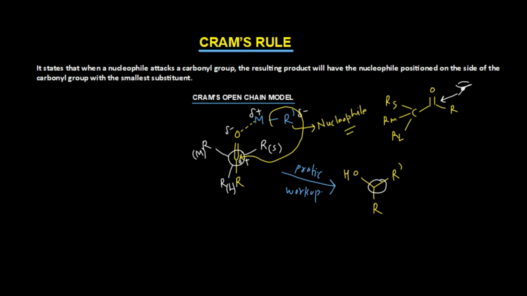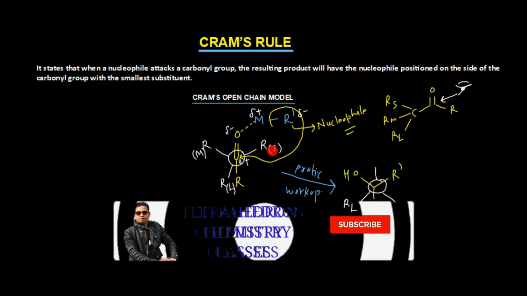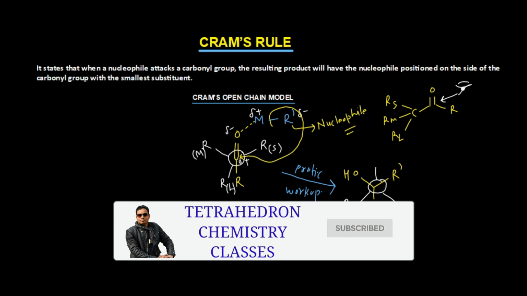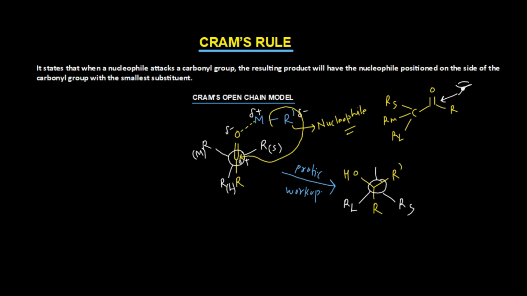And that rear carbon has three different groups. Just like that, you see. This was your RL, that means the larger group. So I can write RL here. And then you can see here, this is your RS. Okay. So I can write RS here. And then your RN. This is your RN. Right. So this is the complete staggered form, the most stable form.